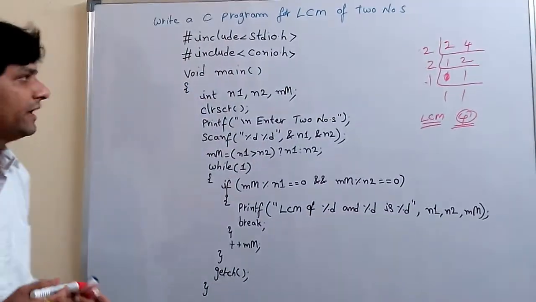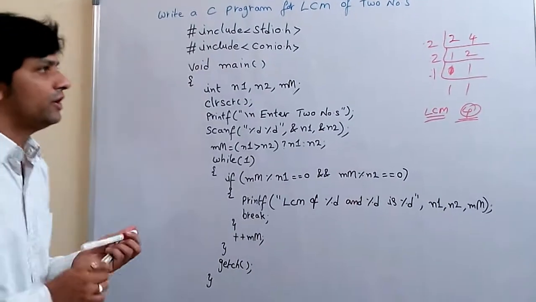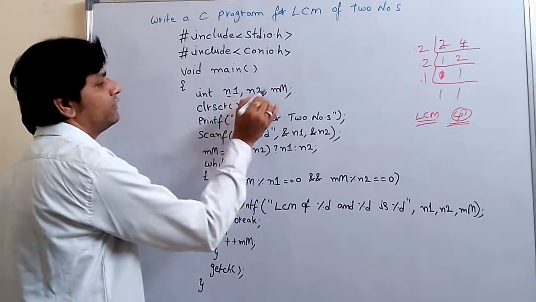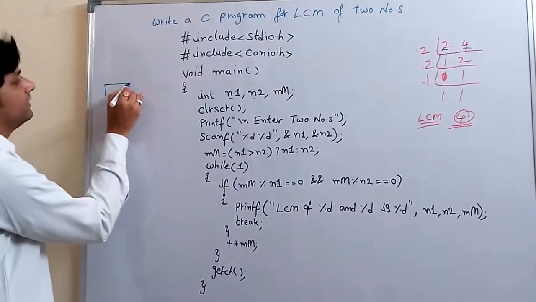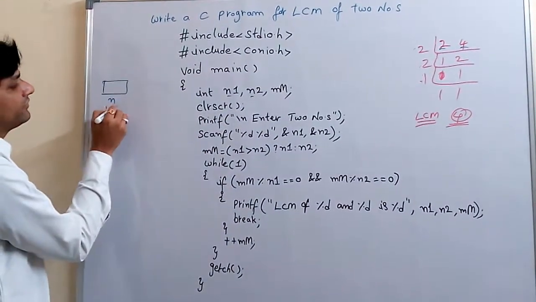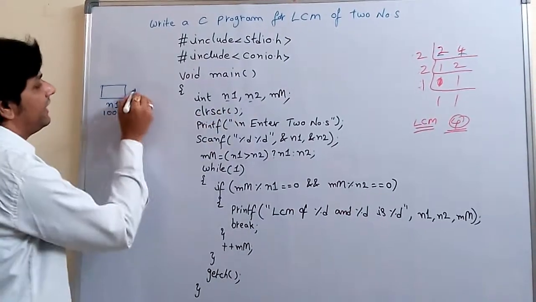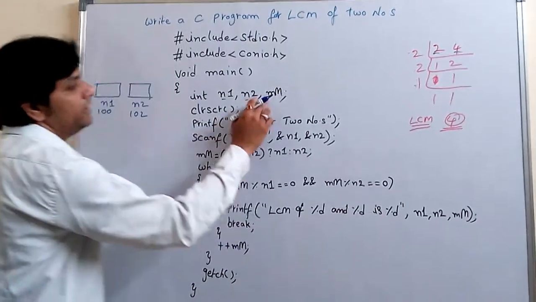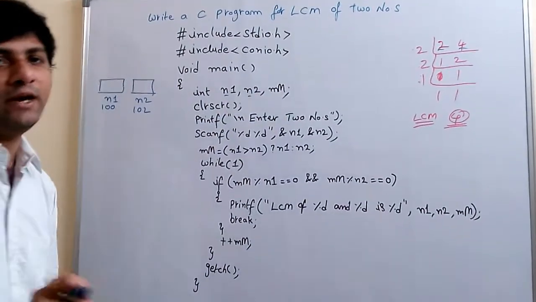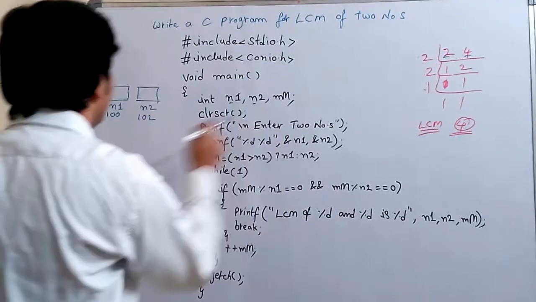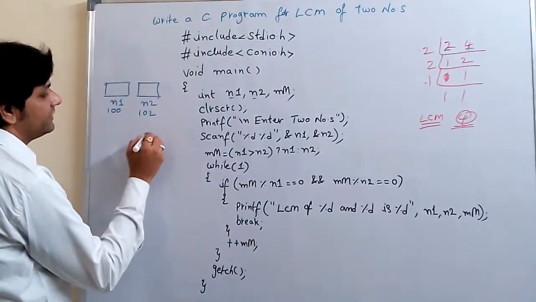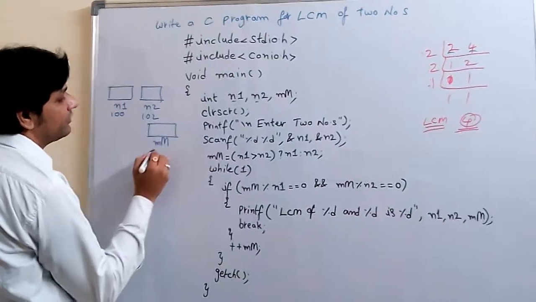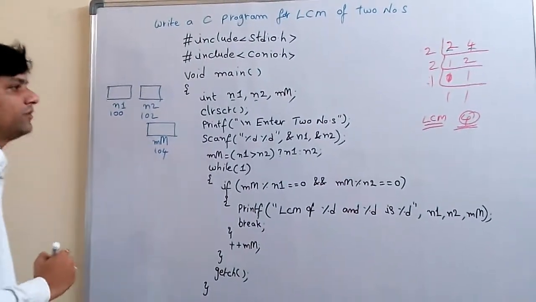Now we are going to analyze the program. We have two variables, one for entering one number and another for entering the other number, n1 and n2. The address of n1 is 100 and the address of n2 is 102. I have taken a minimum multiplier variable, small m and big M, which is another variable, also having an address, 104.